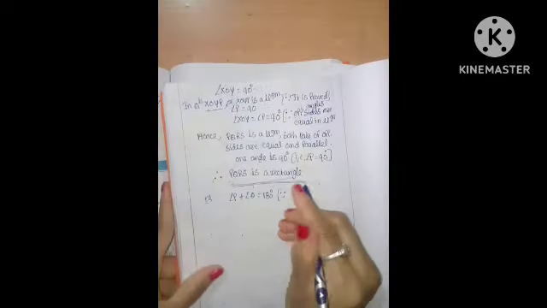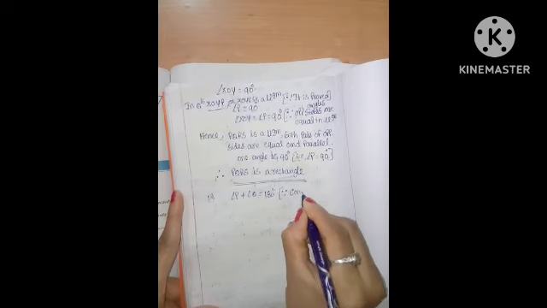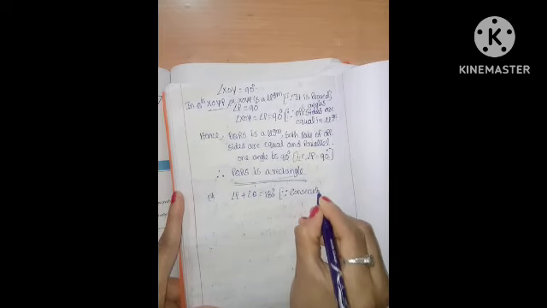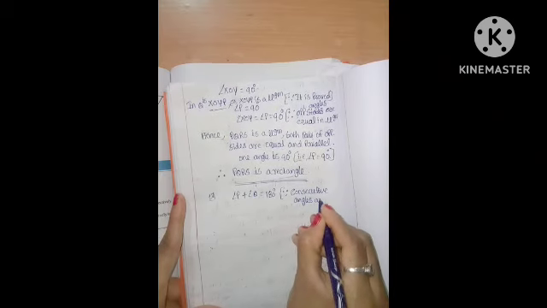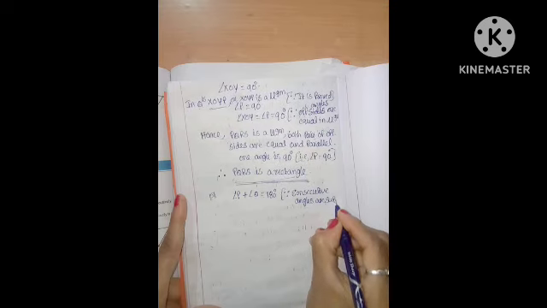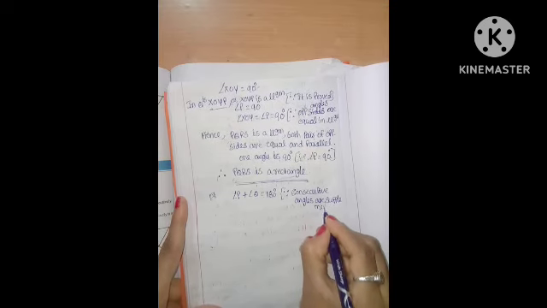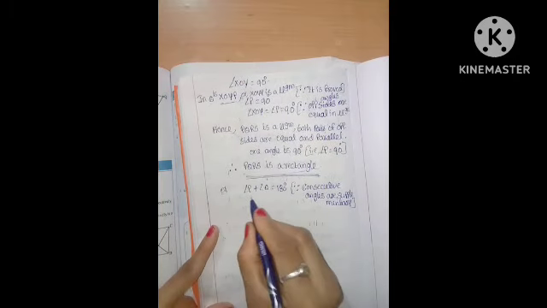Do you understand? These two are consecutive angles. Consecutive angles are supplementary, we know that. This is the lengthy process. Otherwise, you can also write it directly.